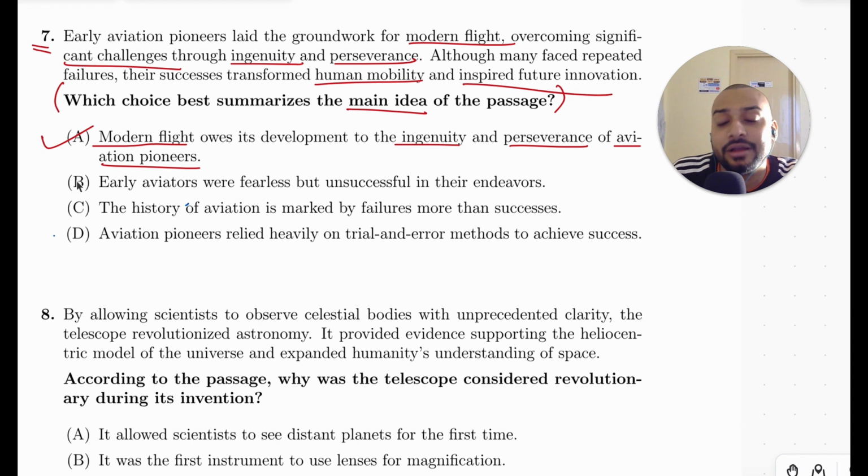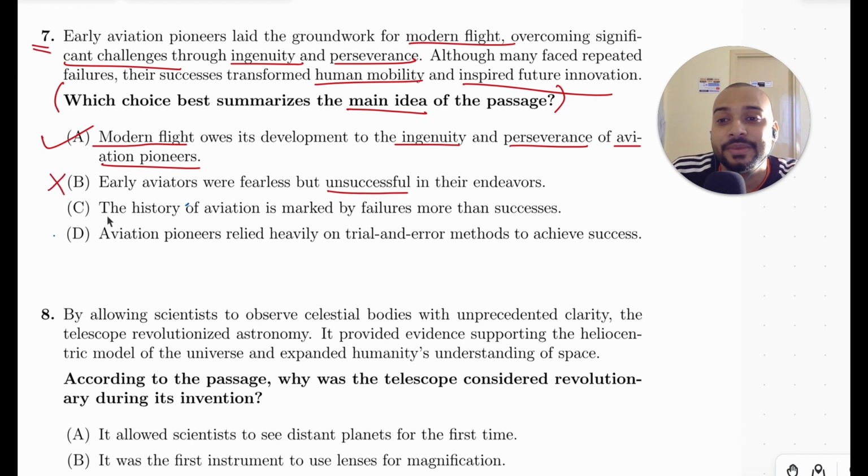Let's look at any other option which could represent the idea better. Option B. Early aviators were fearless but unsuccessful in their endeavors. See, it's declaring them unsuccessful directly. This is too extreme. On the SAT, as a matter of history and statistics that we've seen, they don't really write mean or negative stuff. So negative or detrimental to society, they don't write such things.